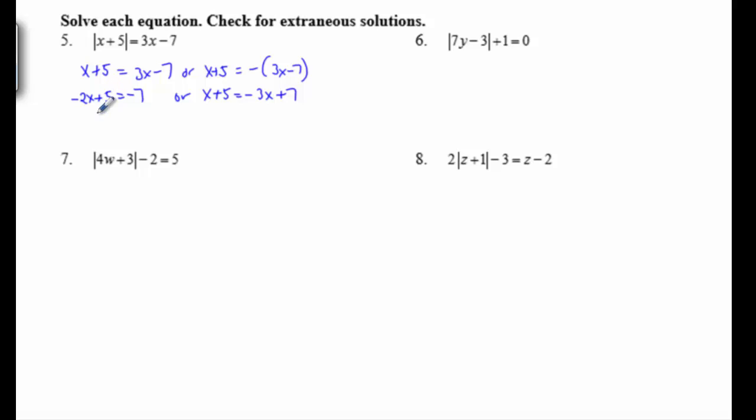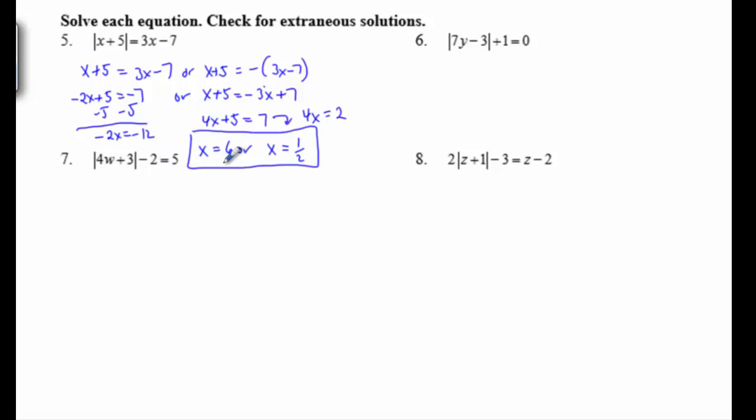So now if we subtract 5, we get negative 2x equals negative 12. Divide by negative 2, and you get x equals 6. Or, done this way, if I add the 3 over, we get 4x plus 5 equals 7. If I subtract 5 over, you get 4x equals 2, x equals 1/2.